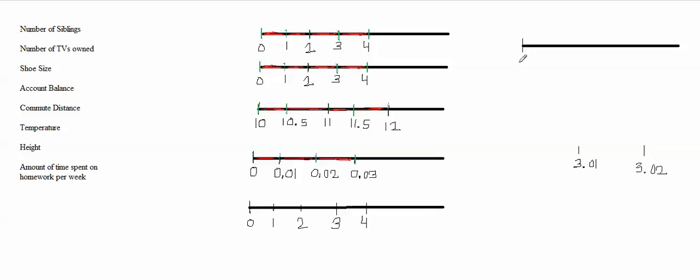let's take a look at it. Let's start at 3, and then let's go up to 3.001, and 3.002.